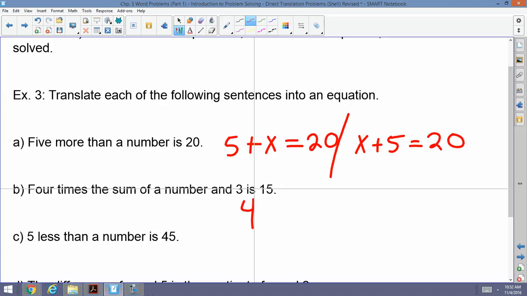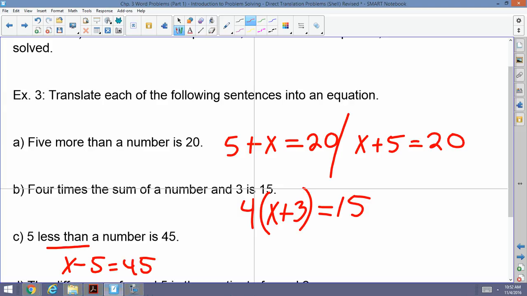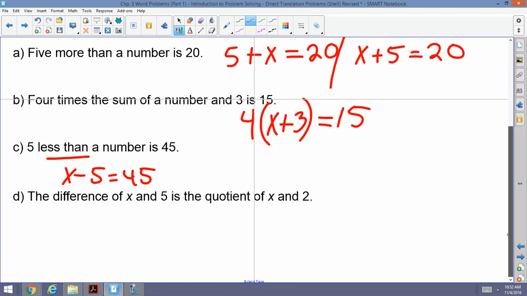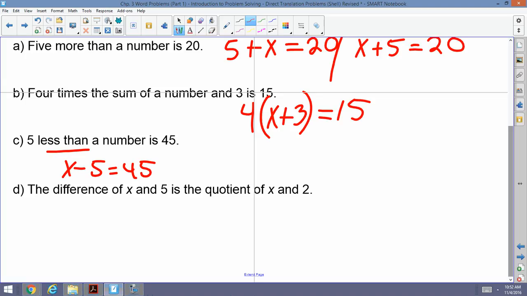So 4 times the sum of a number and 3 is 15. Bam, bam. That's it. Excellent. How about 5 less than a number is 45? Nicely done, son. Less than, flip. X minus 5 is 45. Next, how about the difference of x and 5 is the quotient of x and 2?